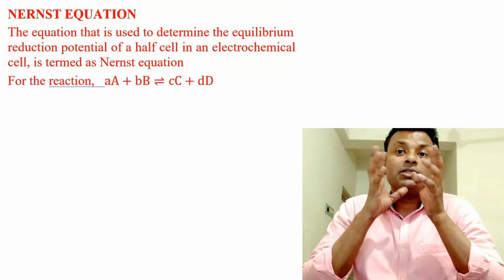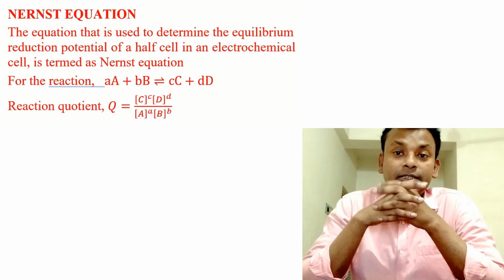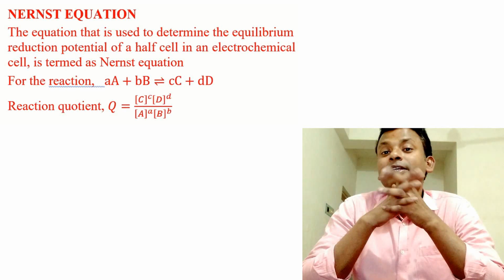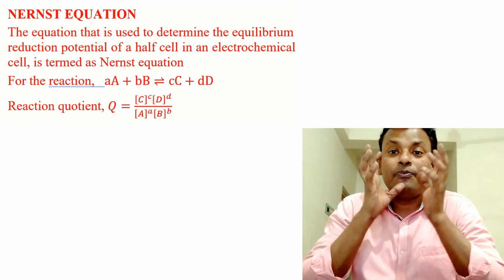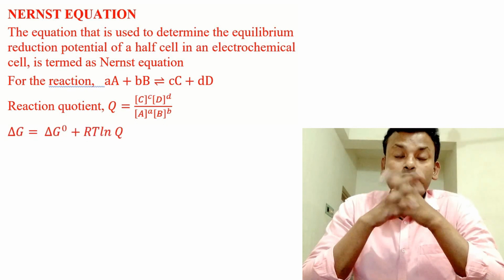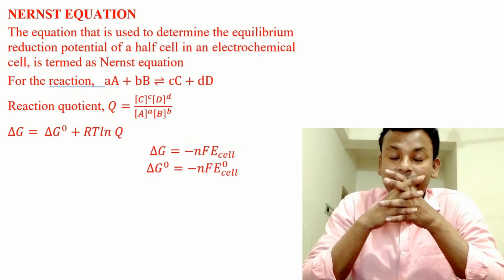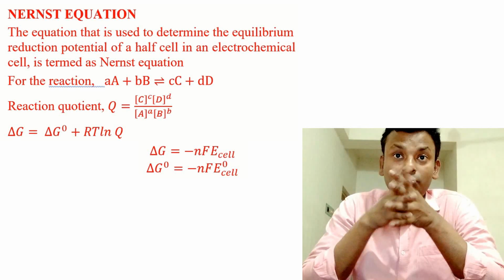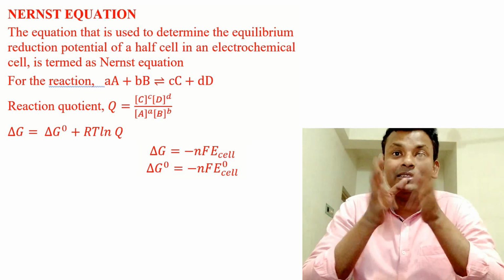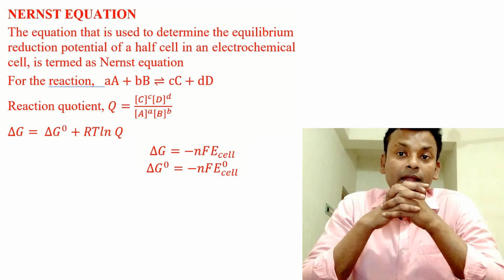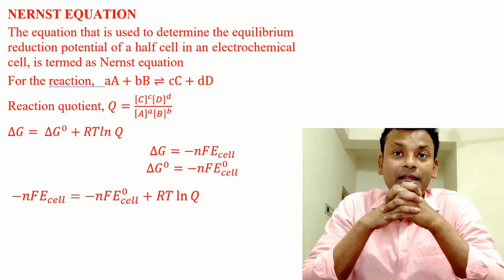For a reaction aA + bB in equilibrium with cC + dD, the reaction quotient Q equals concentration of C to the power c, concentration of D to the power d, divided by concentration of A to the power a and concentration of B to the power b. ΔG equals ΔG0 plus RT ln Q, and ΔG equals minus nFE cell, and ΔG0 equals minus nFE0 cell. Putting the values of ΔG and ΔG0 in the given equation, minus nFE cell equals minus nFE0 cell plus RT ln Q.